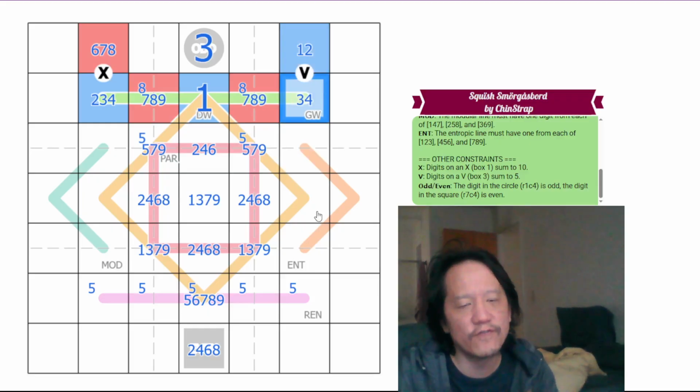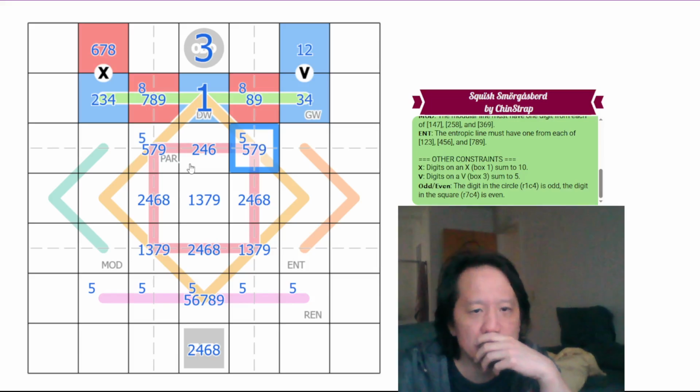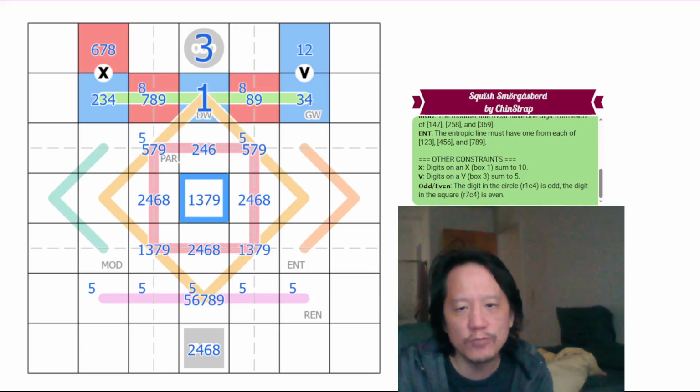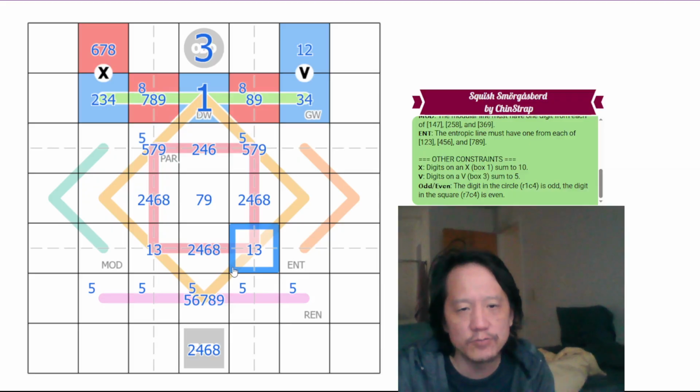So this is 3 or 4, which means this cannot be 7 anymore. This is 8 or 9. 1 and 3 eliminate 1 and 3 here. Where is the 1 and 3 in box 5? It has to be here. So this becomes a 1-3 pair here.